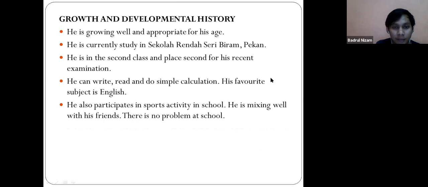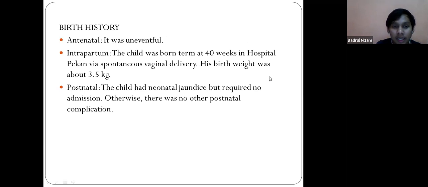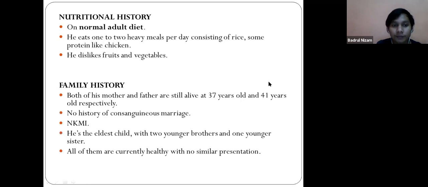For the growth and developmental history, the patient was growing well and appropriate for his age, is currently in Sekolah Rendah in Pekan, and he's in the second class, and also second place for his recent examination. He can write, read, and do simple calculation. His favorite subject is English, and he also participates in sport activities. So basically, the growth and development history for this patient is normal and appropriate for his age. And for the birth history, the antenatal, intrapartum, and also postnatal was uneventful.